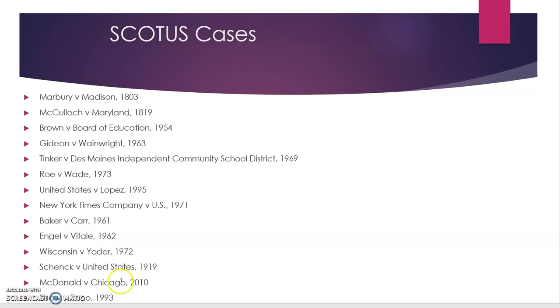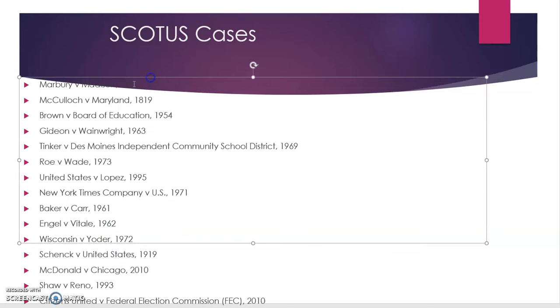And then here is our list of cases for the Supreme Court. And you see everything from Marbury v. Madison down to Citizens United. Very important that you understand these cases and are able to apply them as needed, especially for the SCOTUS FRQ, which is number 3.